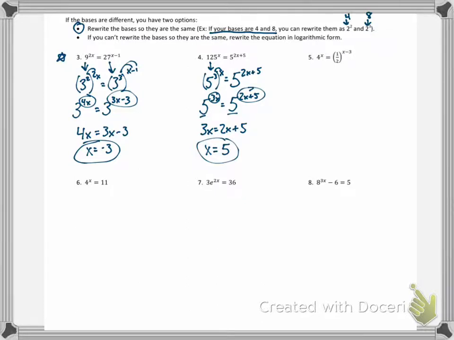So I have a base of 4 and a base of 1/2. I can rewrite 4 as 2 squared. I'll write that a little bit neater here. And then we still have that power of the x on the outside.